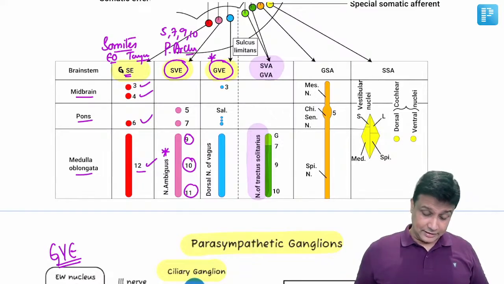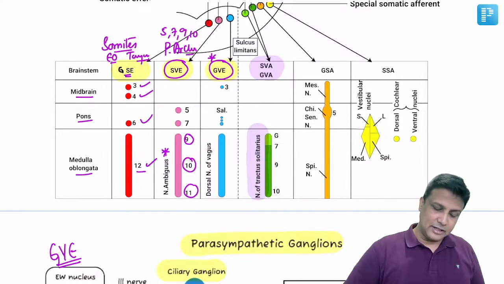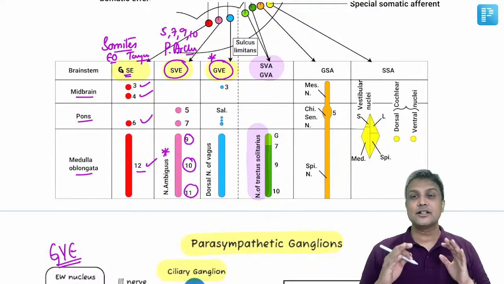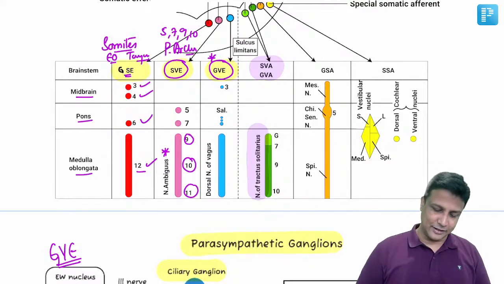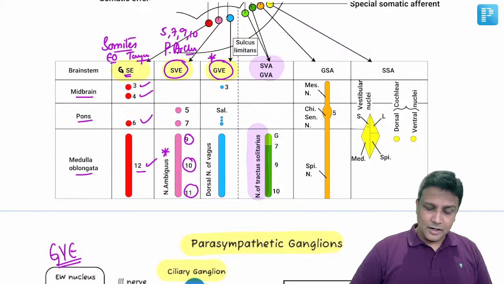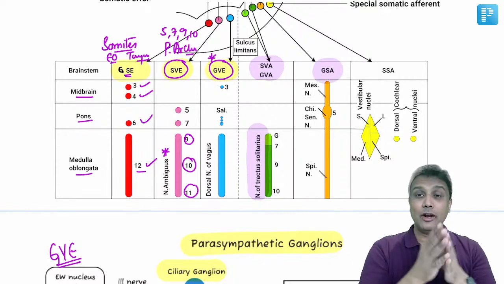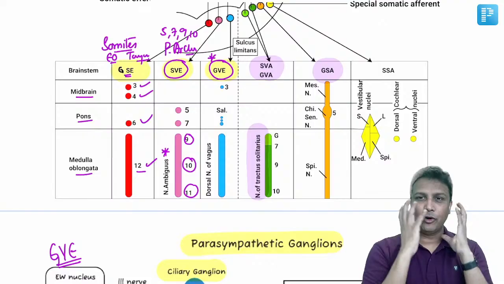Why is the name given like that? Because you can see in this column, there is no nucleus above this one, there is no nucleus below this one. It is just a solitary nucleus, nucleus of tractus solitarius. General somatic afferent. Somatic, the word is actually about the body wall. Afferent, we are sensing. Body wall, head and neck.